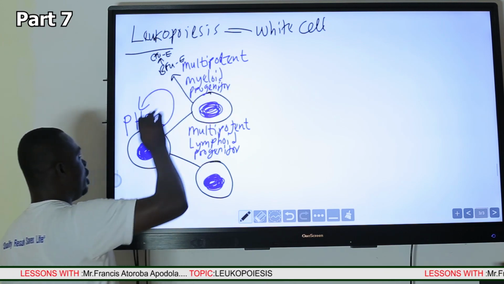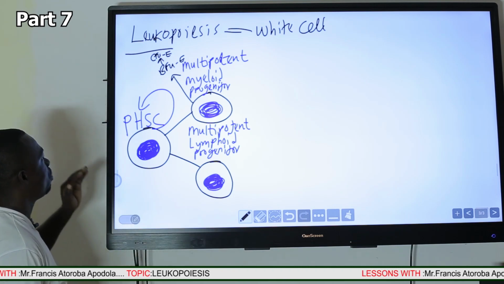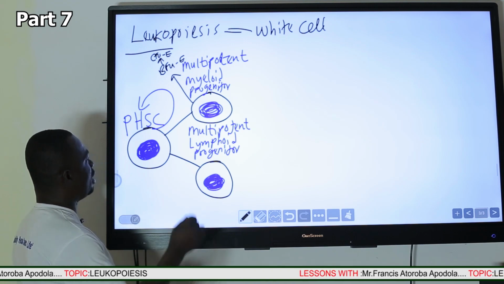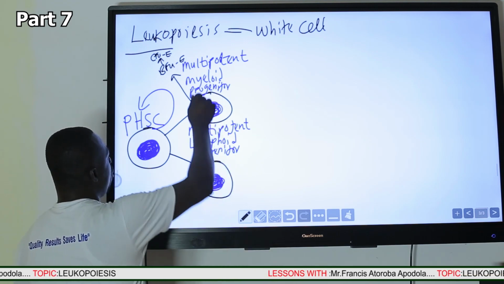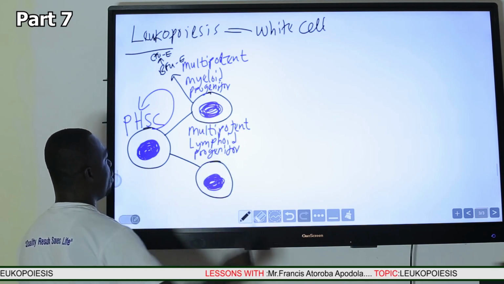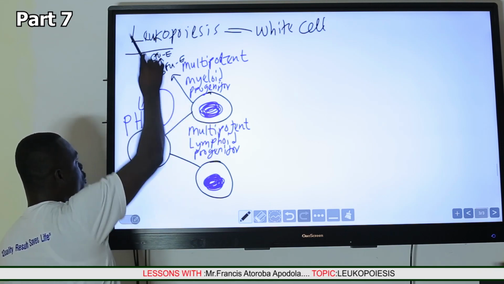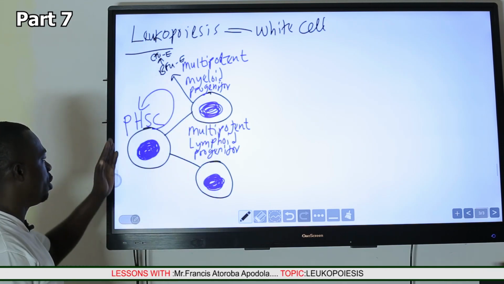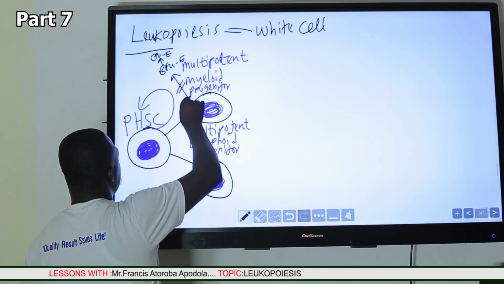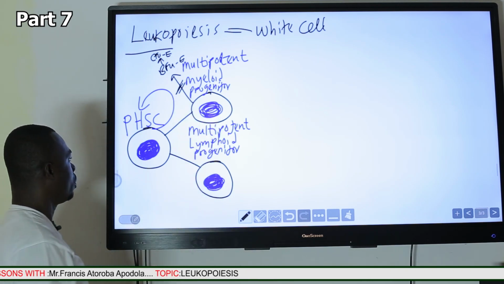Because we are dealing with leukopoiesis and we are not interested in erythropoiesis, erythropoietin will not be involved in this process. And once erythropoietin does not bind to the myeloid progenitor cells, the myeloid progenitor cell cannot move in the direction of erythropoiesis. And so this lineage will be cancelled in the absence of erythropoietin.